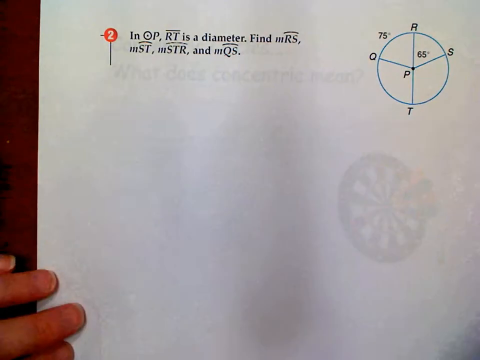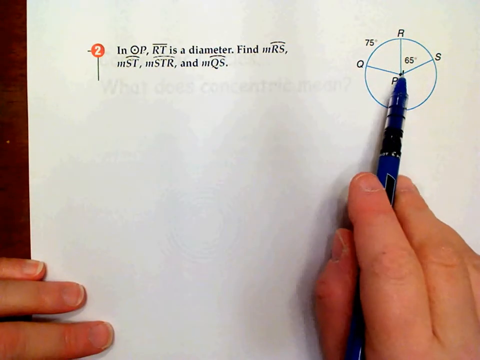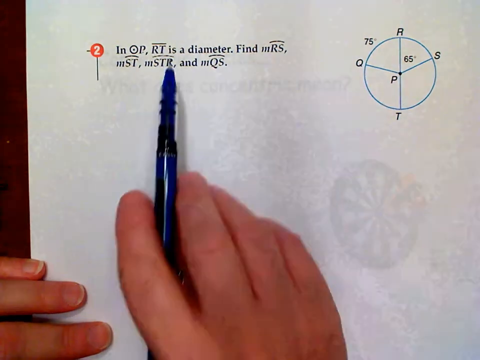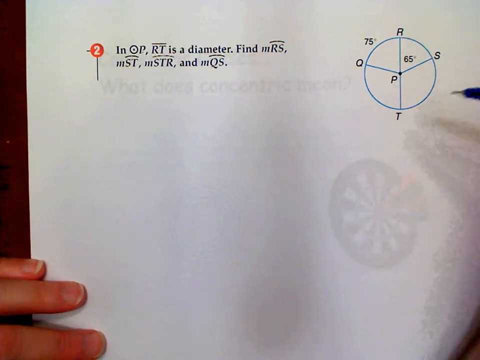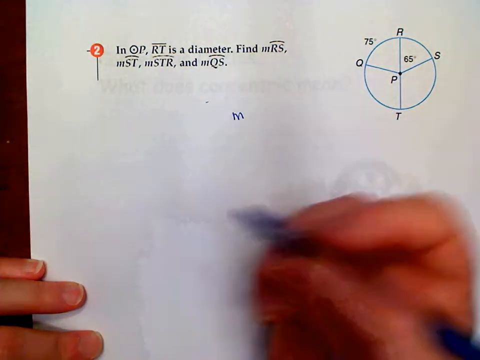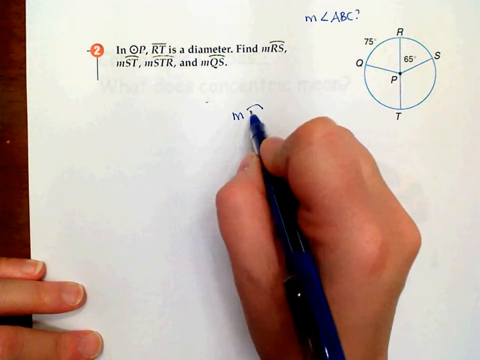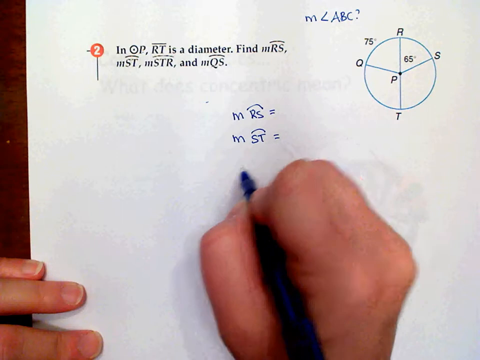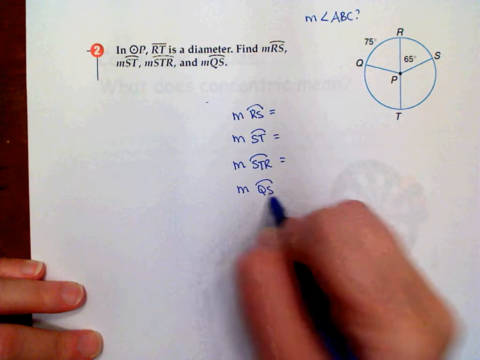So let's look at an example here. When it says this is circle P, it's telling us P is the center, and so all the angles that have P as a vertex are called central angles. RT is a diameter, so we know it's separating that circle into 2 halves. We want to find the measure. That's what that little m stands for, measure, just like with angles. What's the measure of arc RS, the measure of arc ST, the measure of arc STR, and the measure of arc QS? So lots of answers we need to come up with.